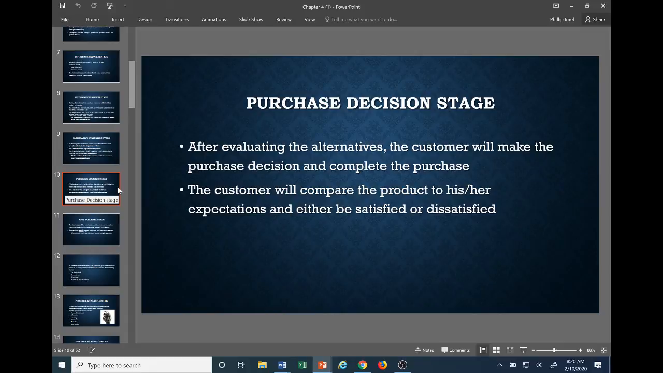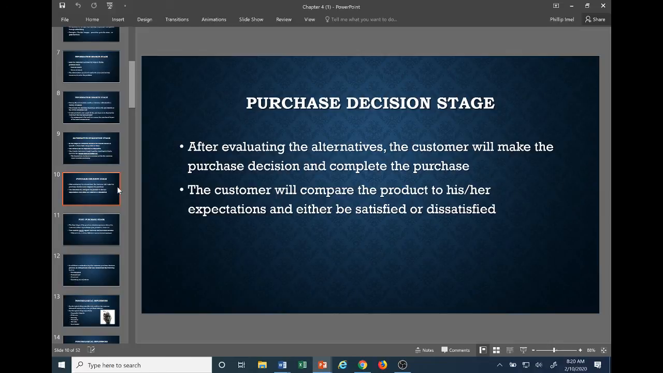Next, the purchase decision stage. After evaluating the alternatives, the customer will make the purchase decision and complete the purchase. The customer will compare the product to his or her expectations and either be satisfied or dissatisfied. So obviously we know that after going shopping and you've looked through everything, tried on your clothes, or searched out whatever type of food you want to buy, or whatever good or service you're buying, then we ultimately have to make a decision if we want to purchase it.